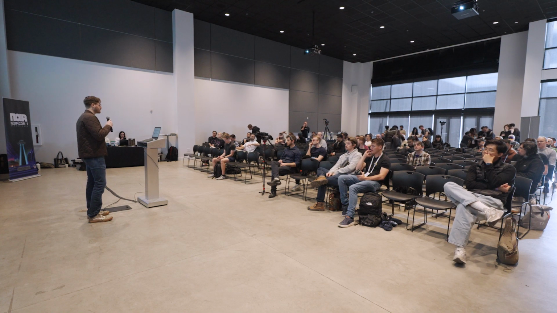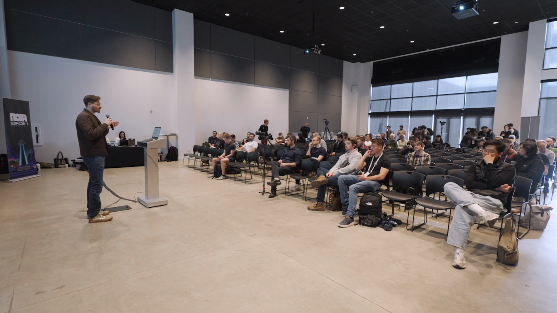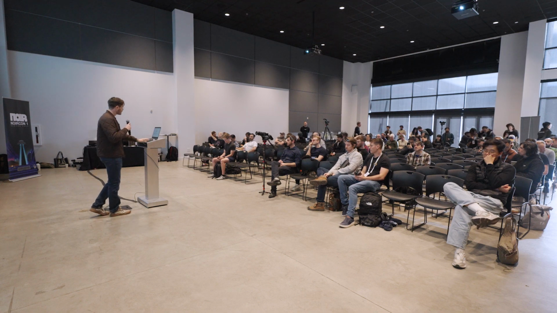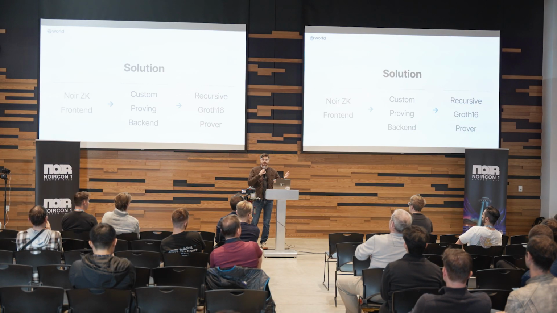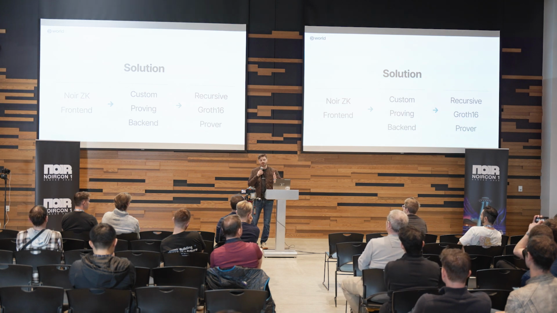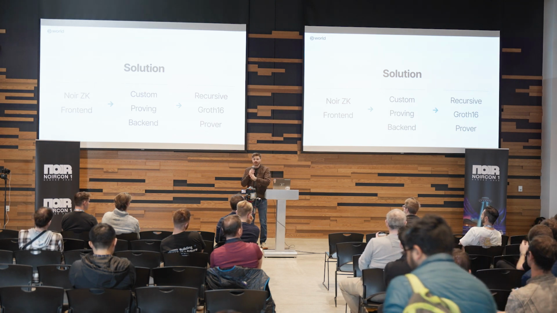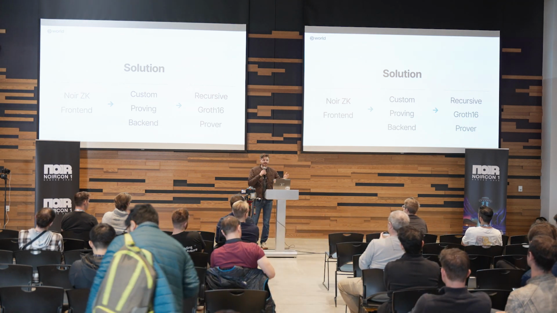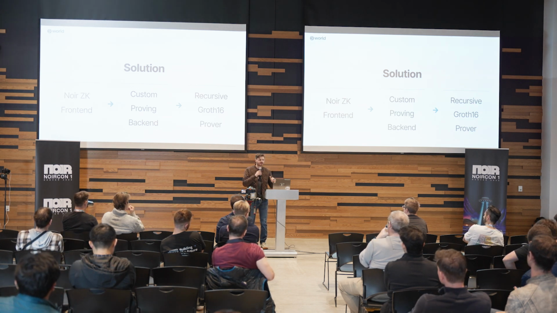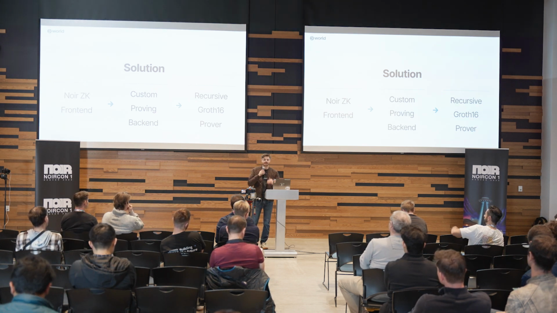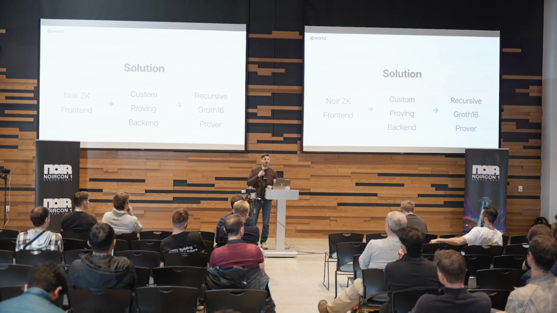And so we have this set of constraints that we see as the bar, this is what we need to clear. And so our solution is essentially using Noir as a ZK front end, and a custom proving backend to bring all of these things to the client side. And then after we generate a set of smaller proofs, they're sent to a server that runs this recursive Groth16 proof, where then that final proof can be sent on-chain.